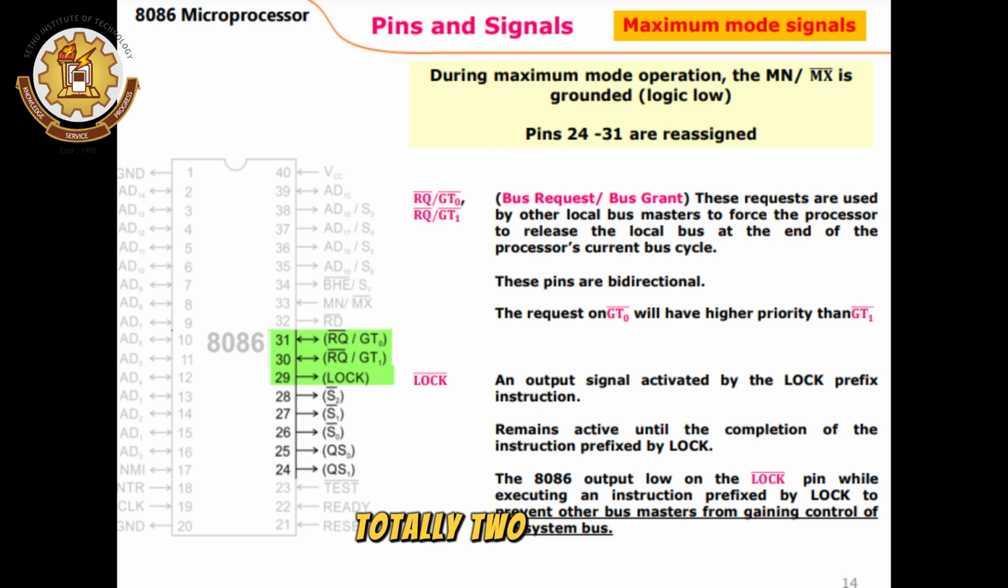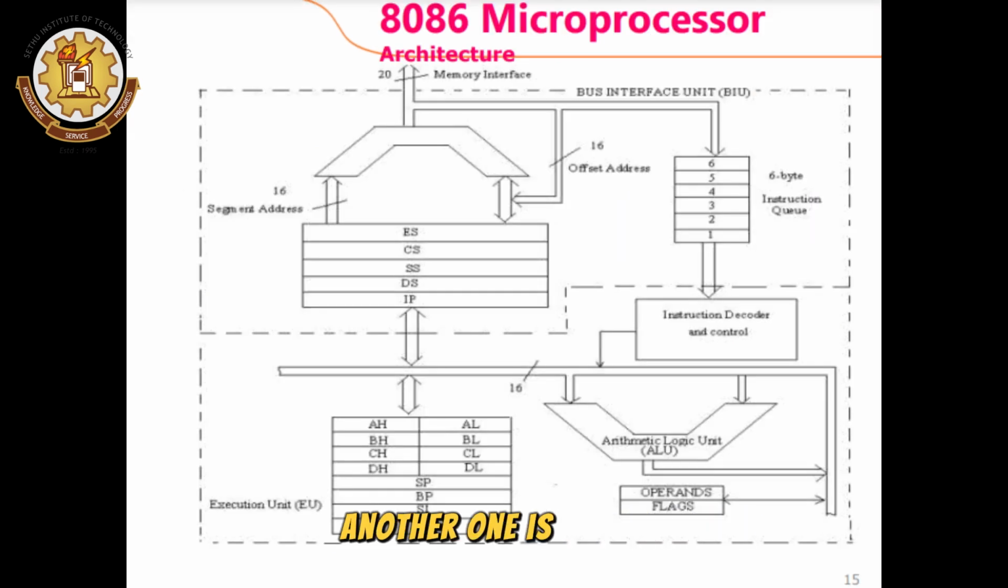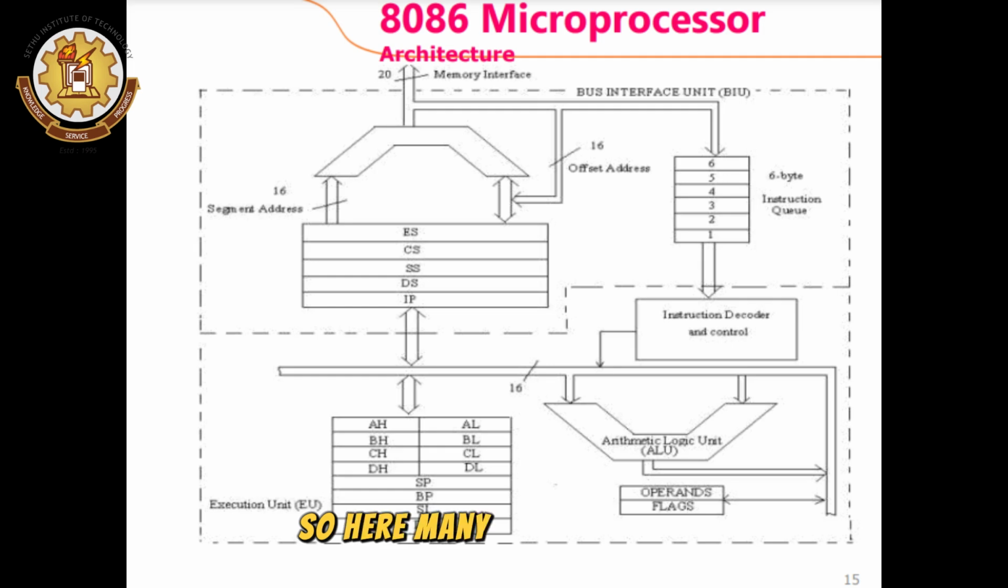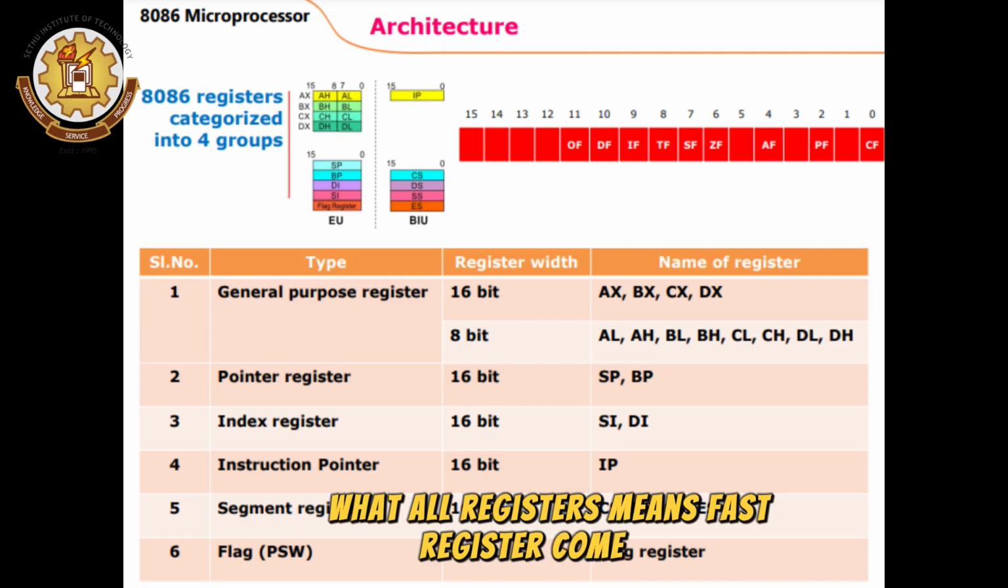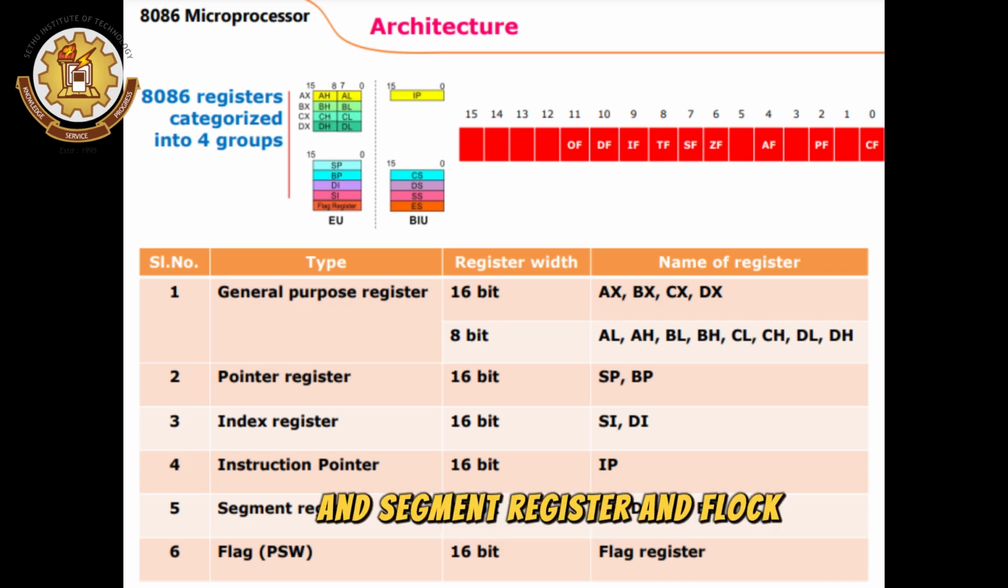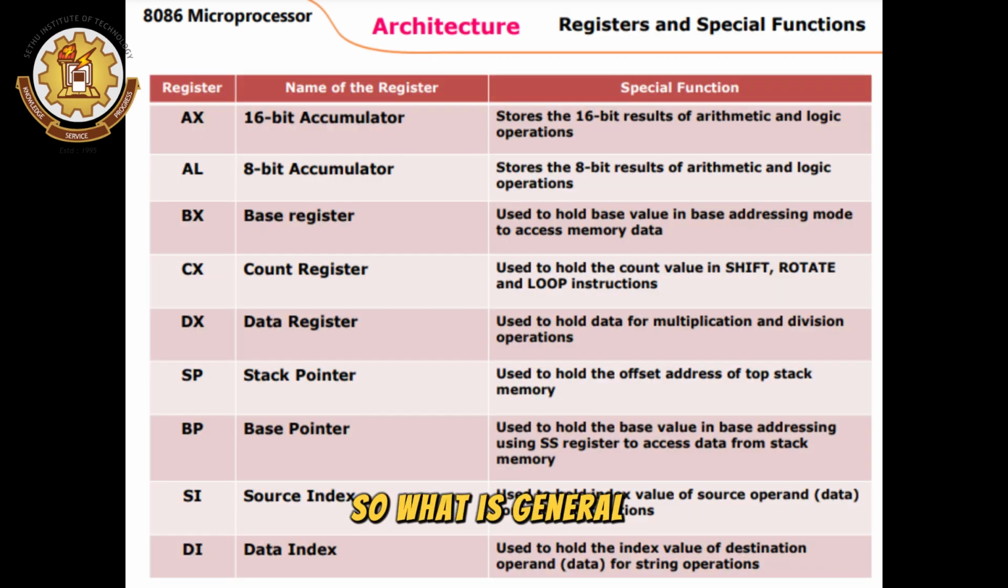Here totally two units are there. One is the bus interface unit, another one is the execution unit. Shortly we can call them BIU and EU. Here many registers are coming. What all registers? First the general data registers, pointer register, index register, instruction pointer, segment register, and flag registers.